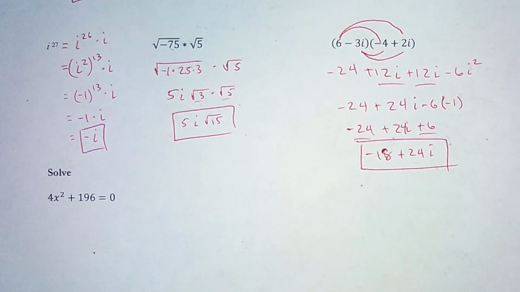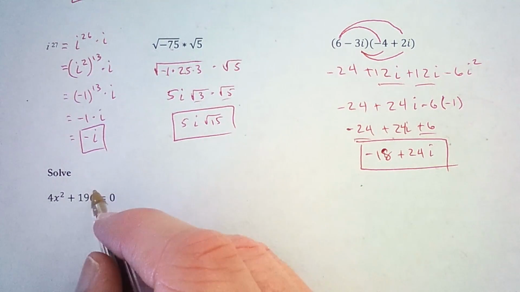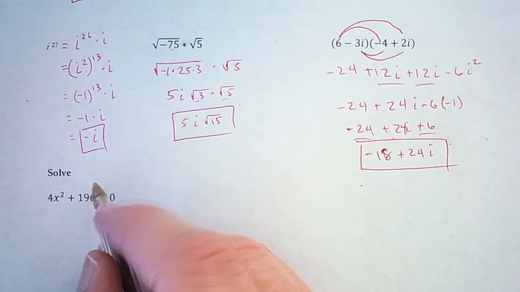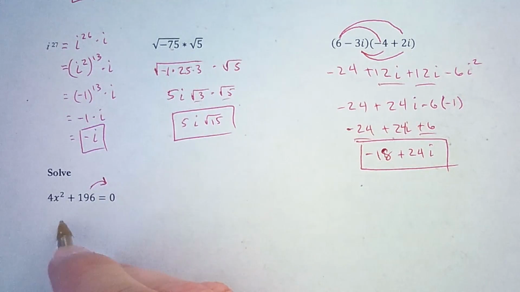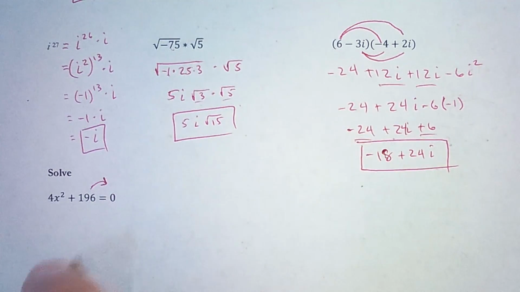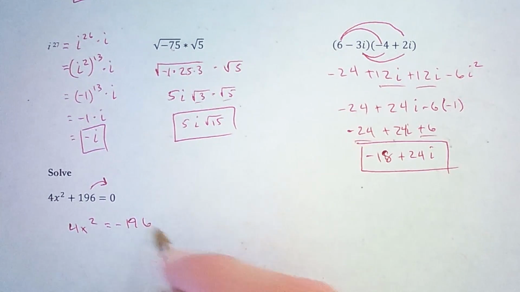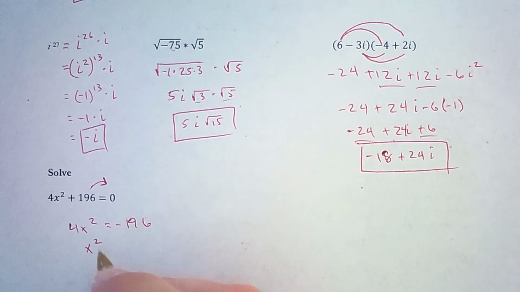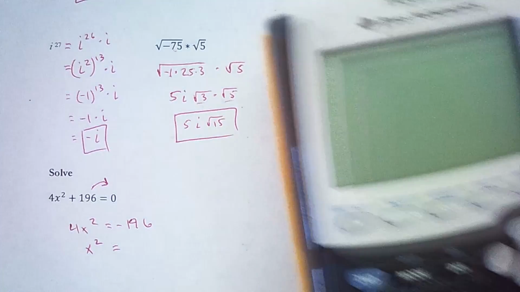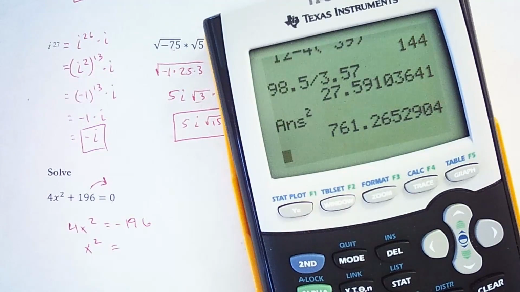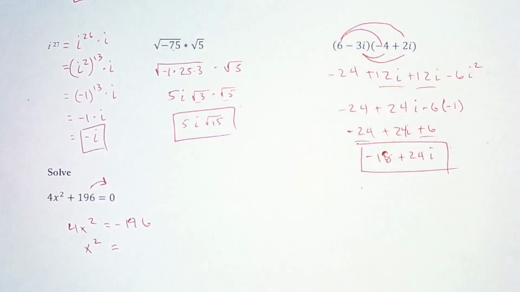And last, we are going to solve an equation. First, we will subtract 196, so we're going to move that over, and it's going to become 4x squared equals -196. Let's divide by 4. So 196 divided by 4 is negative 49.